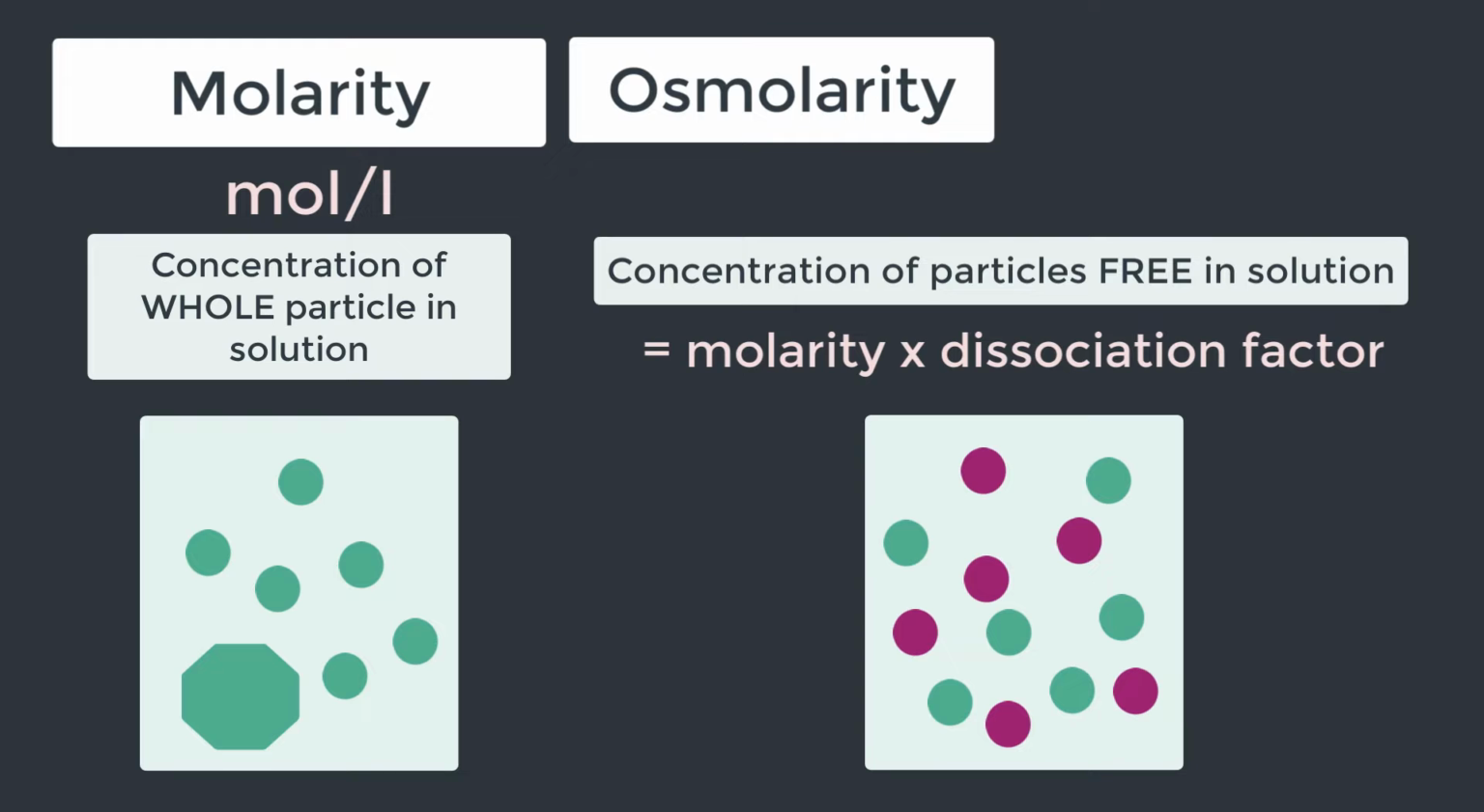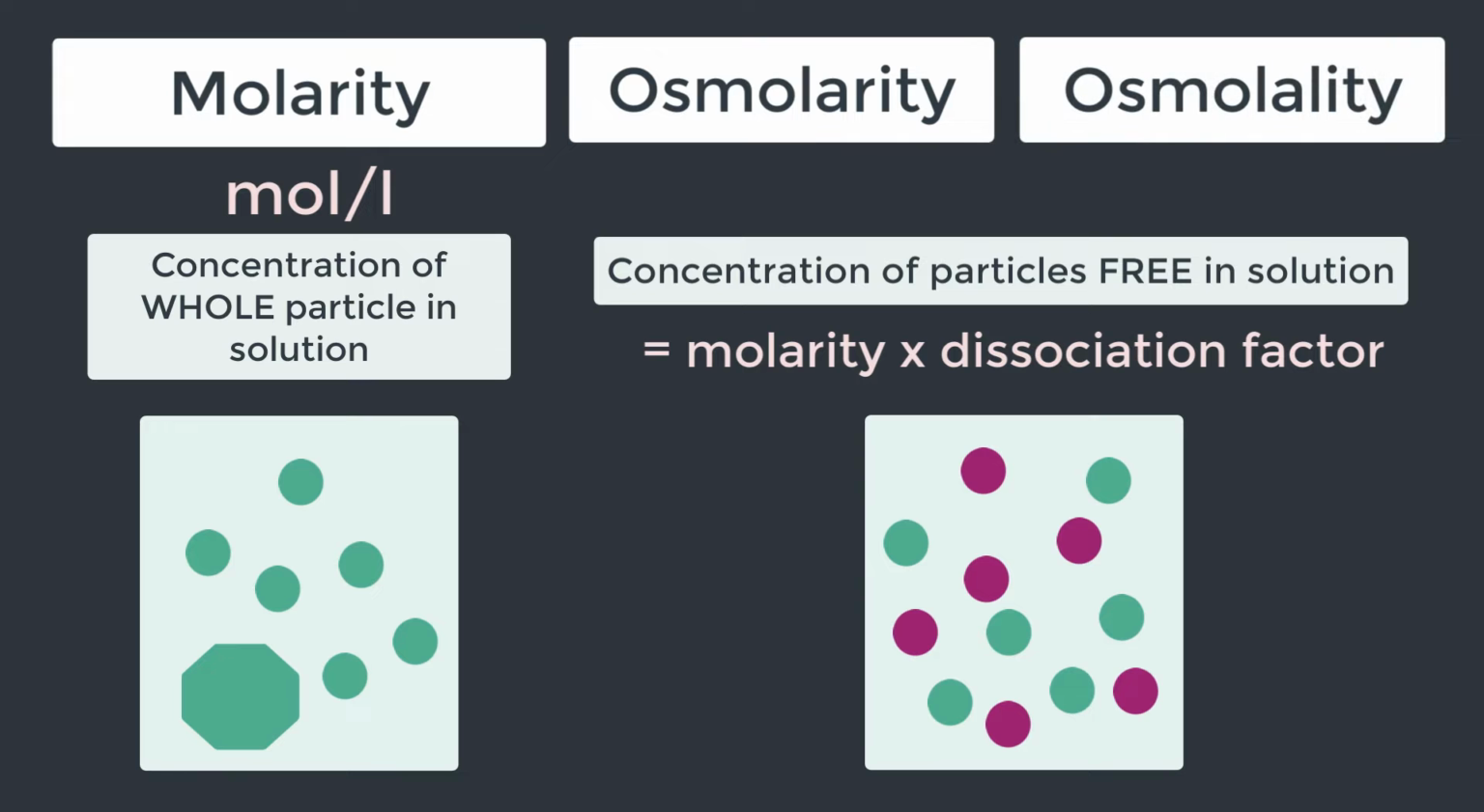Now, I've been using osmolarity here because honestly, I find that easier to pronounce. But there is another term, osmolality, and I just wanted to touch on the difference between those. Ultimately, the only difference between osmolarity and osmolality is the units we use to describe them. Osmolarity is the number of solute particles per litre of solvent. Osmolality is the number of solute particles per kilogram of solvent.